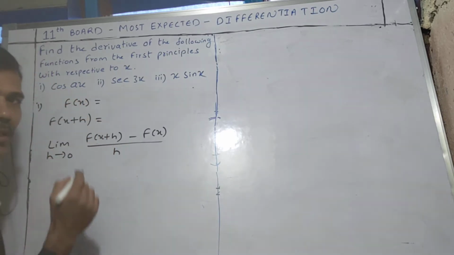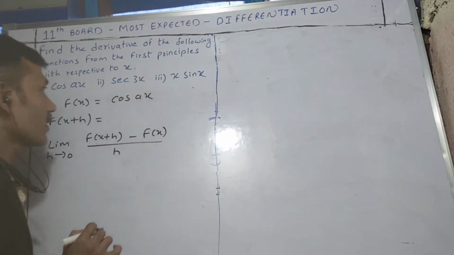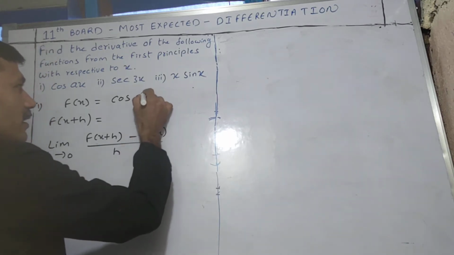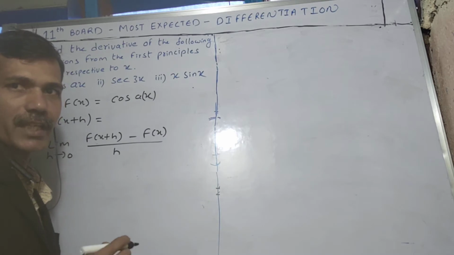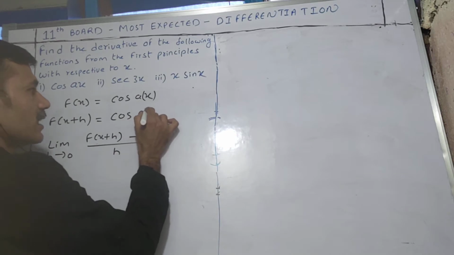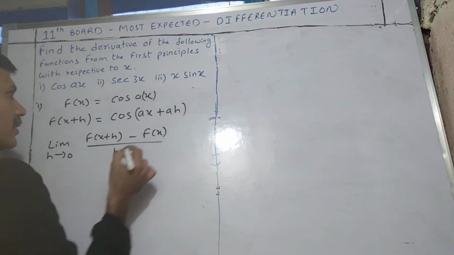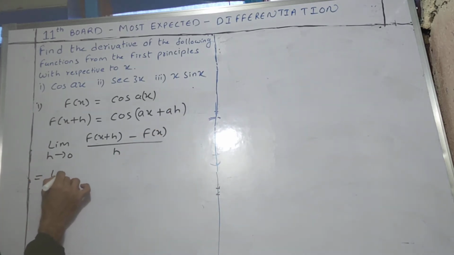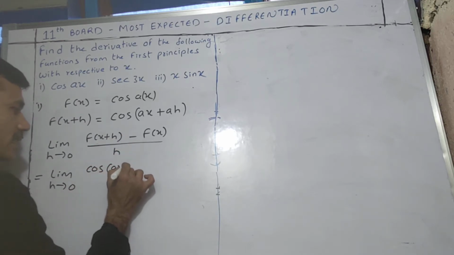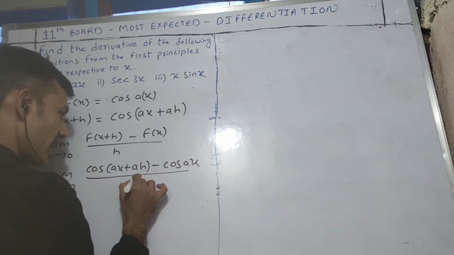See, the first one, what they have given: f of x is cos ax. Next, we have to find the f of x plus h value. In place of x, you have to take x plus h. Then what we'll get: f of x plus h is cos(ax plus ah). So now we'll find the derivative: limit h tends to 0 of cos(ax plus ah) minus cos ax by h.